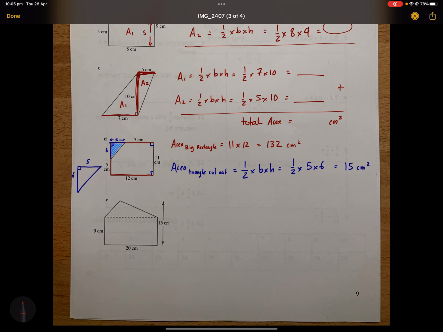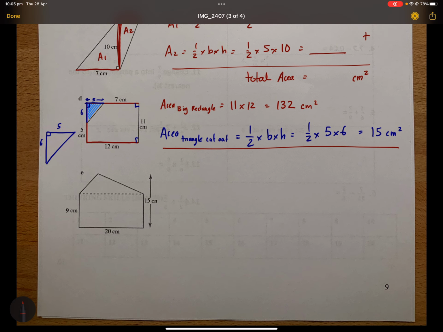Alright, so if you want to find the total area, you're going to have to take the area of the big rectangle minus the triangle cutout, the triangle that's been cut out from this big rectangle. So we're going to take 132 minus 15. This will be 12, 7. This will be 2, 1. Okay, this will be 117 centimeters squared. Okay, I should actually let you do that one by yourself, but oh well.